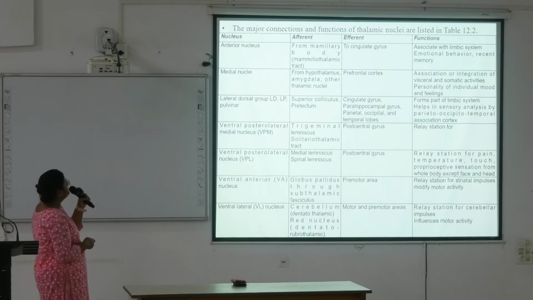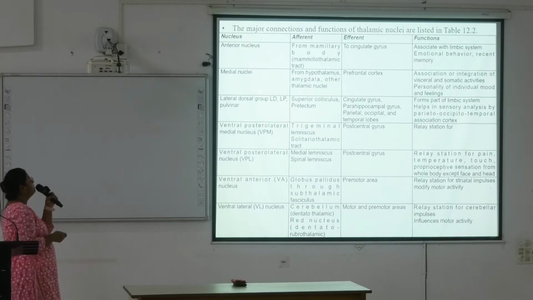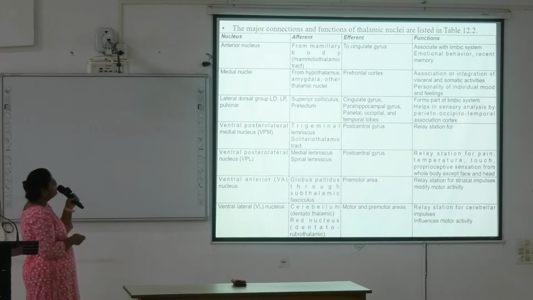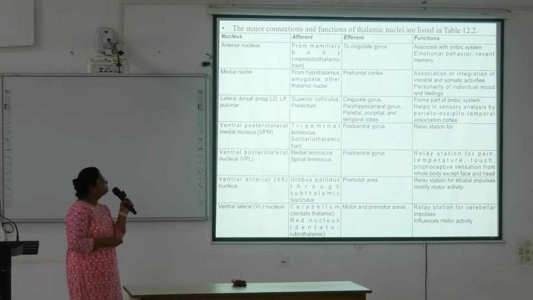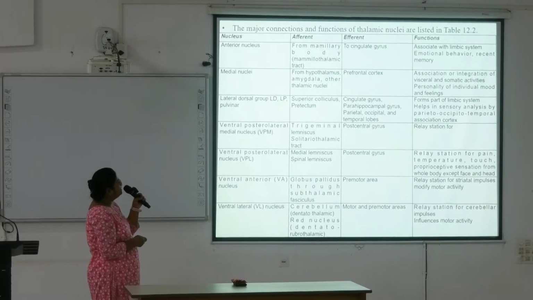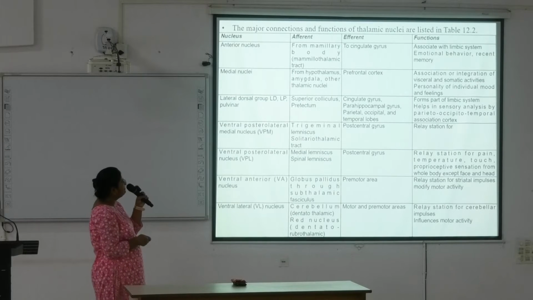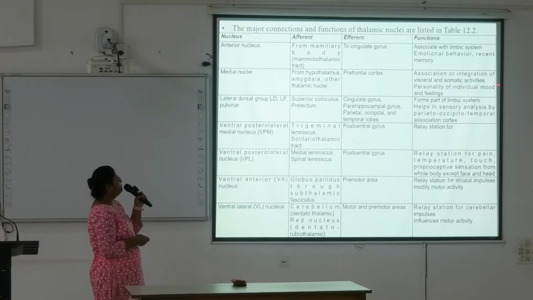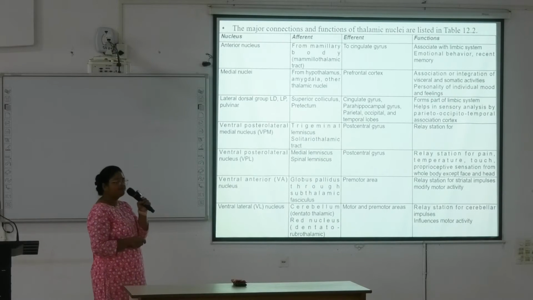Next is the medial nuclei. It gets afferents from the hypothalamus, amygdala, and other thalamic nuclei. Efferents go to the prefrontal cortex. What are the functions? It helps in association and somatic activities, and the personality, mood and feelings of the individual.